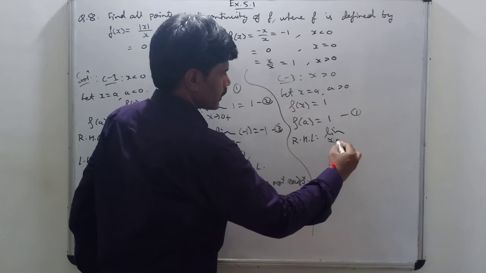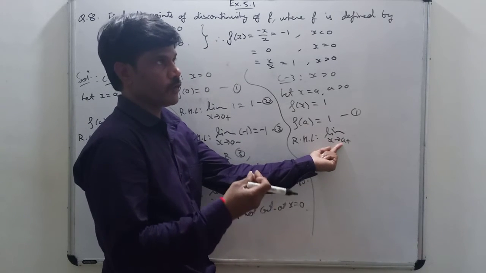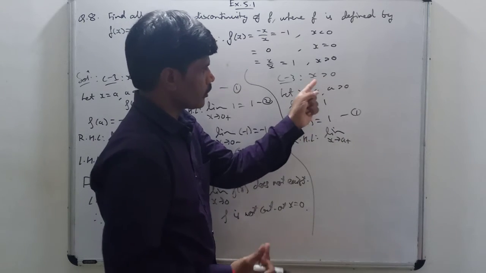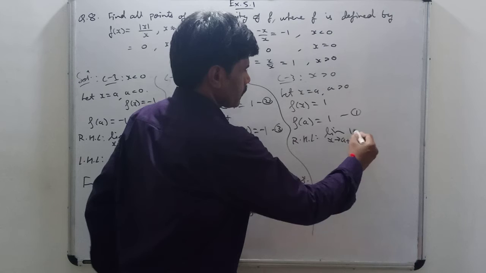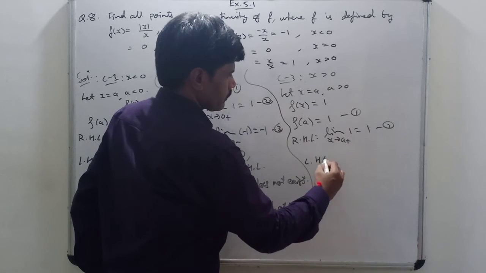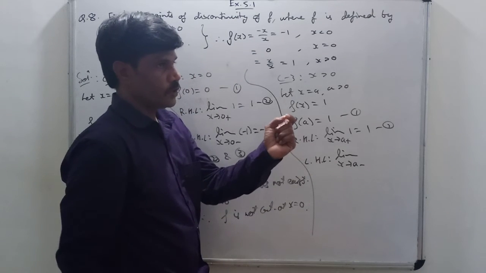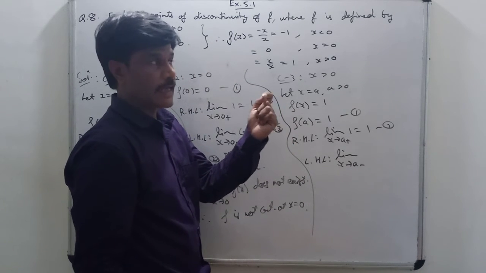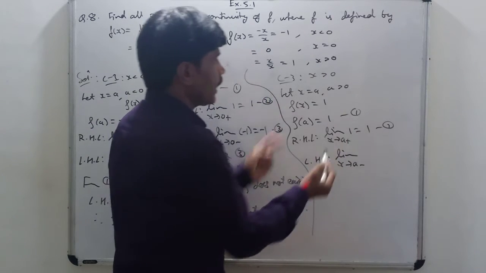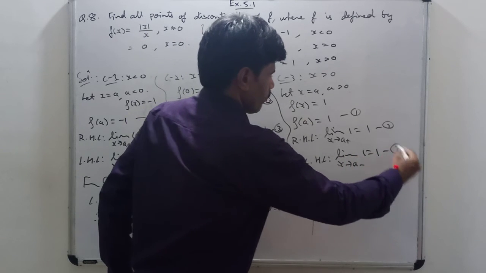Limit x tends to a plus. In mind we have thought a is 1. 1 plus means 1.01 or 1.1, whatever. 1.1 means again greater than 0. Greater than 0, the function is 1. So limit of constant is constant. Now you find out LHL. Limit x tends to a minus. A minus means before 1. We have thought a as 1 in our mind, so before 1 means 0.99. 0.99 means again greater than 0. Greater than 0, the function is 1. So limit of constant is constant.